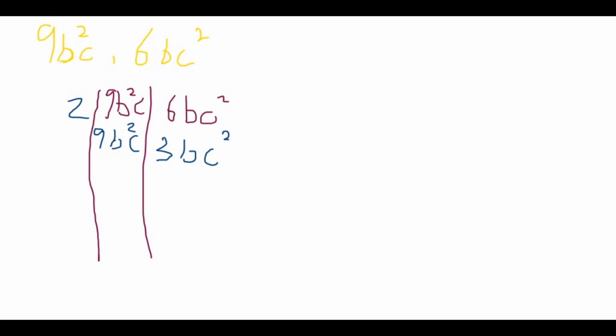And next, since there are no more even numbers, I'll divide by the next prime number, which is 3. 9b squared c divided by 3 is 3b squared c. And if I divide by 3 here, I'll have bc squared. Next, I'll divide by 3 again, and I'll have b squared c as the remaining figures, and I'll bring down bc squared here.